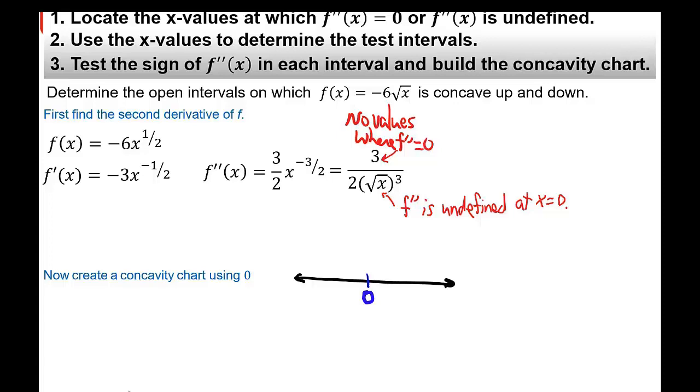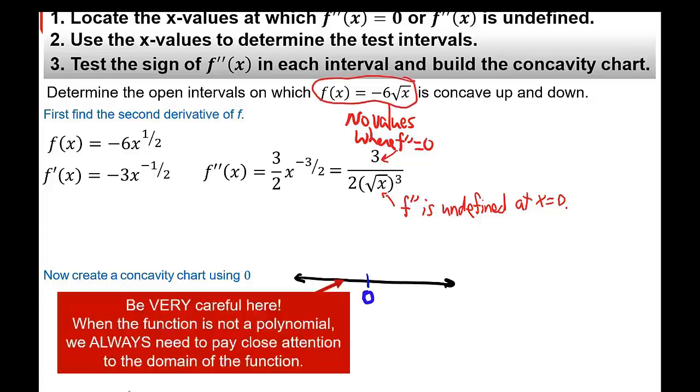Another thing you've got to be careful of, anytime you're not dealing with polynomial functions, you've got to think about the domain of the function. You've got to be really careful here because once you find the possible values you're going to use in your concavity chart, you usually test on both sides of them. But you've got to be careful here because this is a square root function. You can't plug a negative number in under the square root. So what that tells you is the domain for this function is from 0 to infinity.